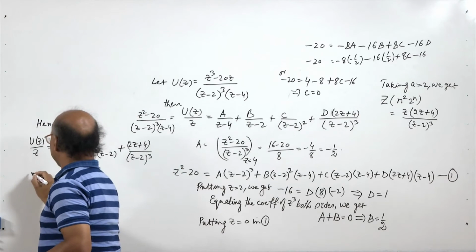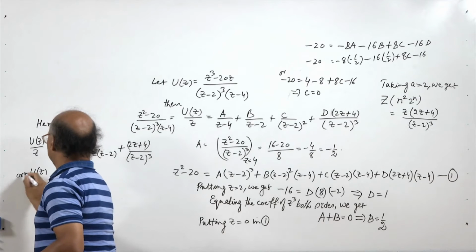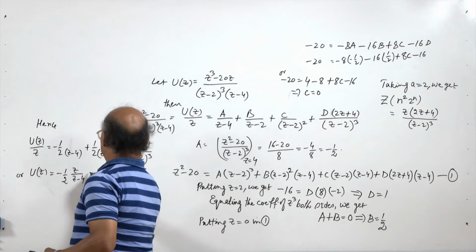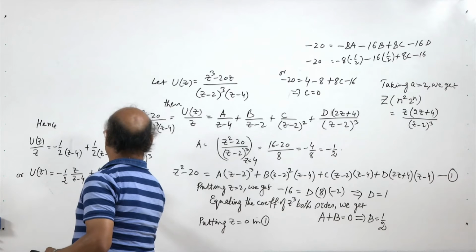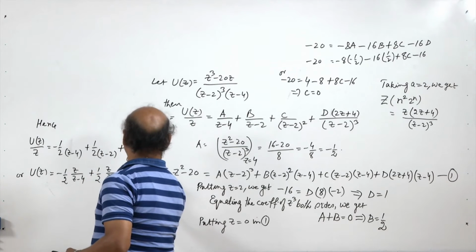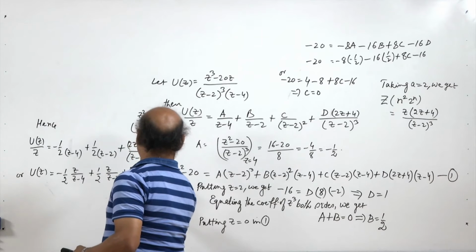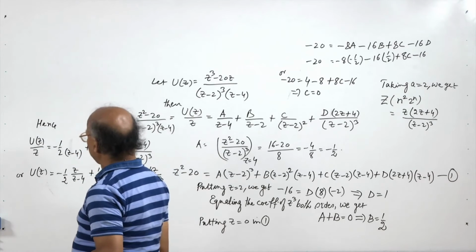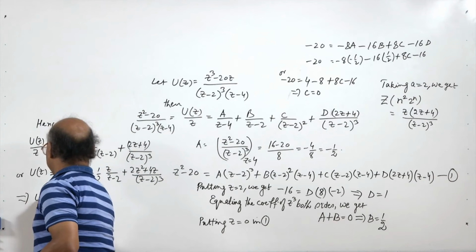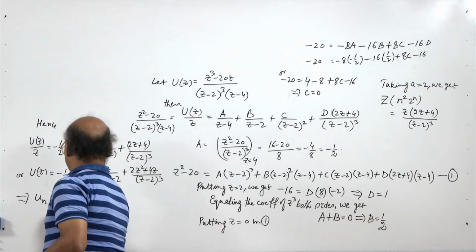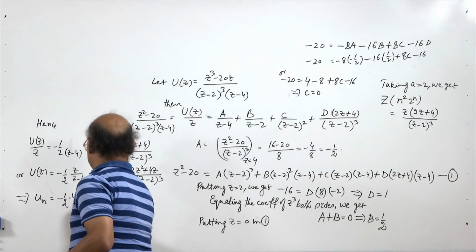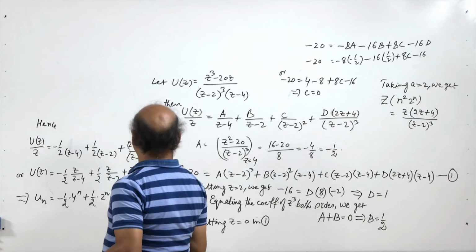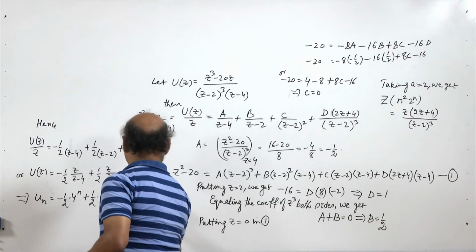Now, let us multiply by z. So, U(z) equal to minus half z over z minus 4 plus half z over z minus 2, and then 2z square plus 4z divided by z minus 2 whole cube. Now, let us take inverse z transform both sides. So, taking inverse z transform, we get u(n) equal to minus 1 by 2 times 4 to the power n, then 1 by 2 times 2 to the power n, and this is n square into 2 to the power n.